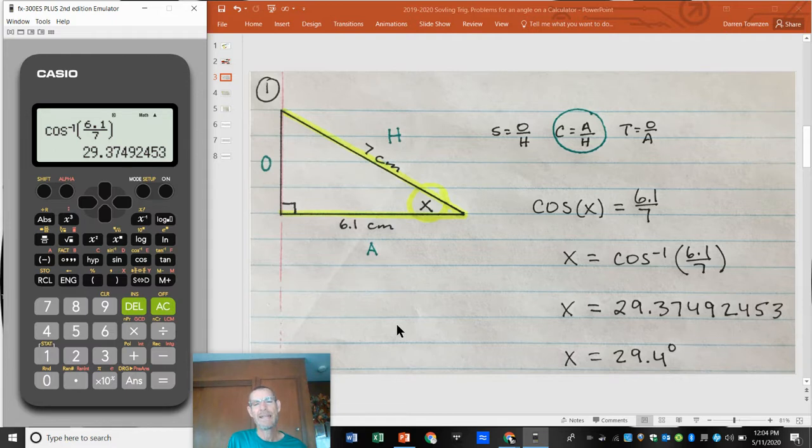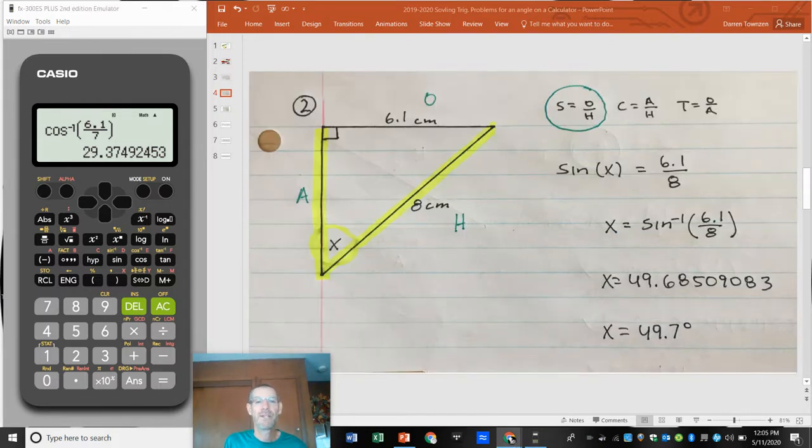29.37492453. And in the directions on most of the problems in the textbook, when it comes to angles, they ask you to round them to the nearest tenth, which is only one decimal place. So this 7 right here is going to bump the 3 up to a 4. And so my angle, this reference angle right here, is 29.4 degrees.